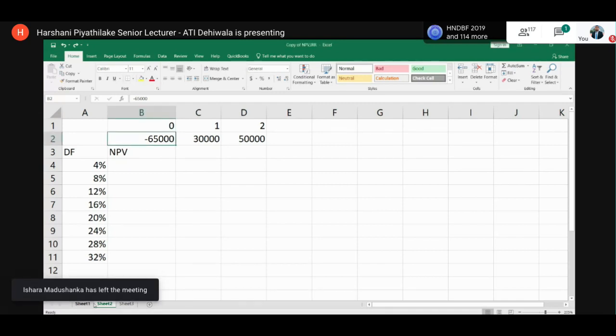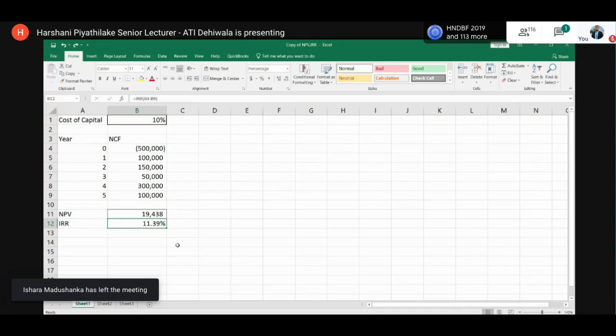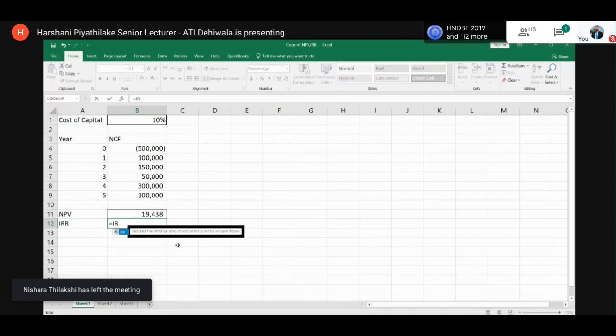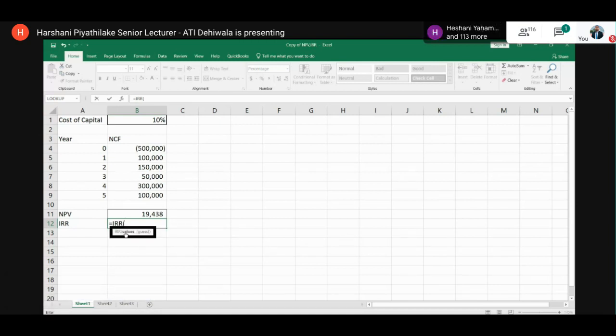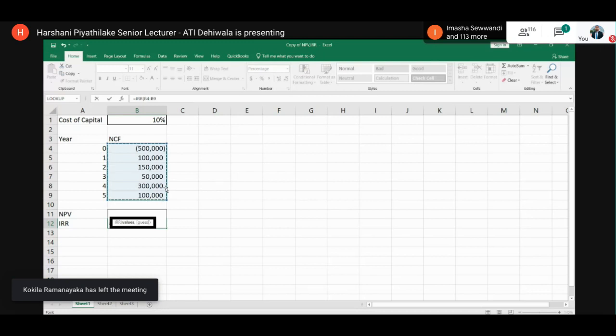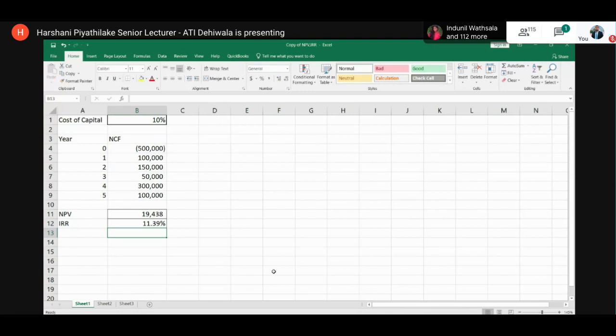Correct. Equal, take the IRR formula, IRR, internal rate of return. Then select the particular range. Close the bracket. Press enter key.